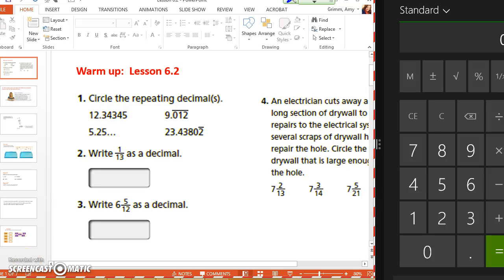First one says circle the repeating decimal. Somebody tell me what a repeating decimal is. Kendall. Yeah, the same numbers go on and on forever.